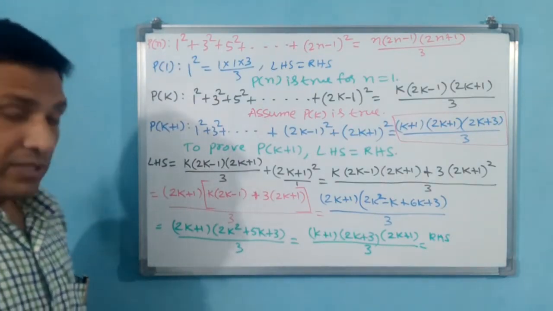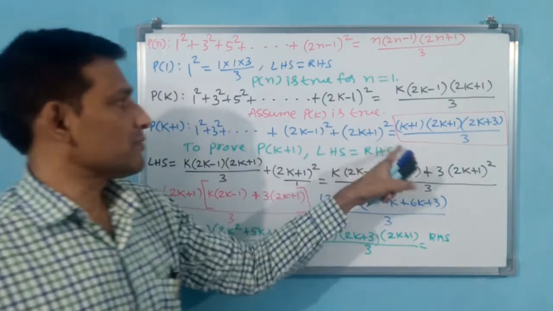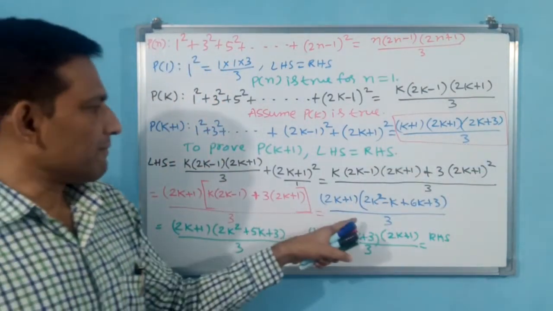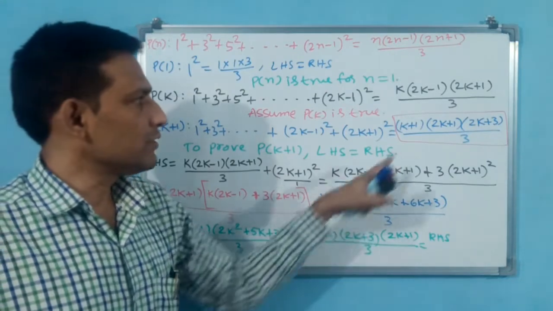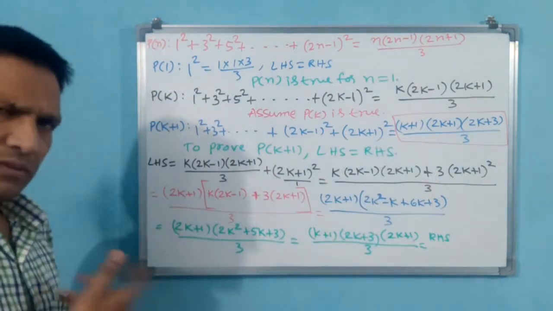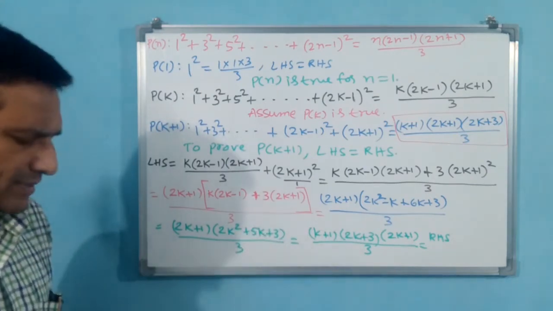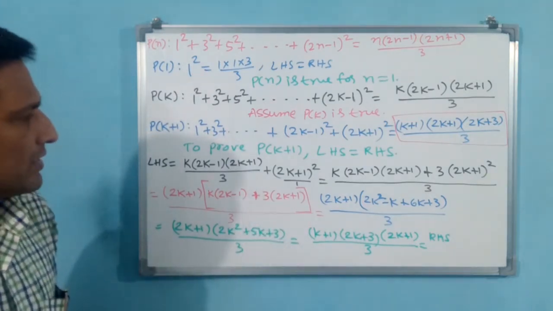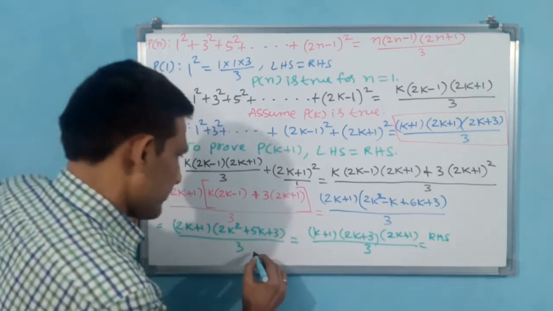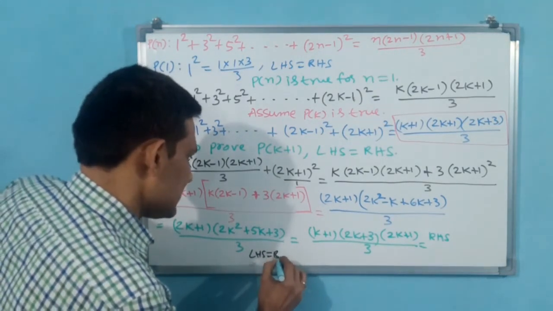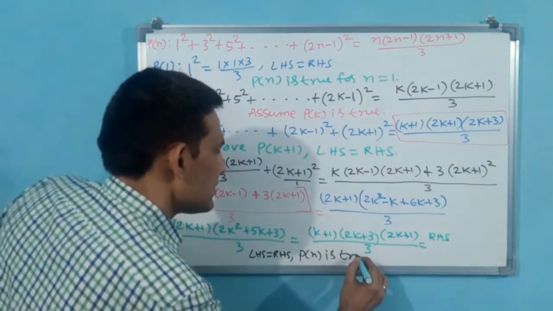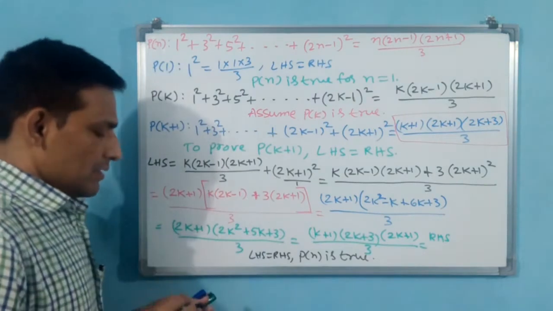See, that is why I have asked you to box this RHS. Because after coming up to this position, you once again go back and see what you want to receive. By seeing the RHS, you have to adjust. That's all. Finally, what you have to write? LHS is equal to RHS, so P(n) is true. Write down: LHS is equal to RHS, comma, P(n) is true. Now we have finished it.